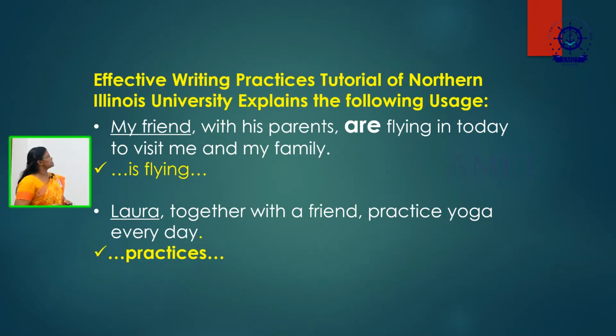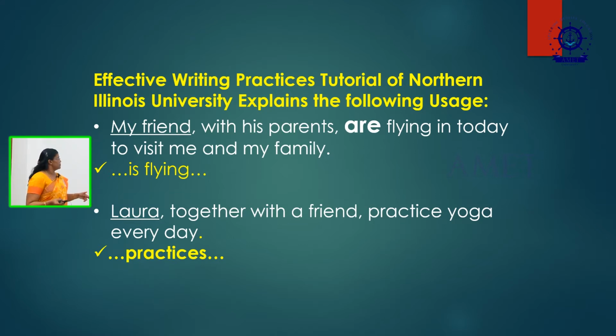The Effective Writing Practices tutorial of Northern Illinois University explains the following usage. My friend with his parents are flying in today to visit me and my family. My friend is a singular subject; with his parents, that additional information does not affect the singular status of the subject. Are flying in today to visit me and my family is wrong. The verb should be is. So, the correct sentence is: my friend with his parents is flying in today to visit me and my family.